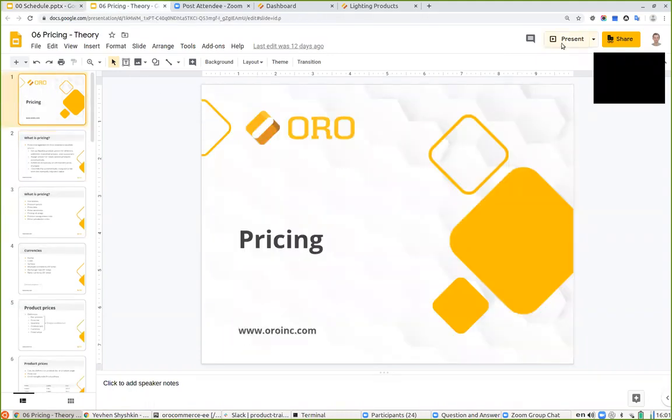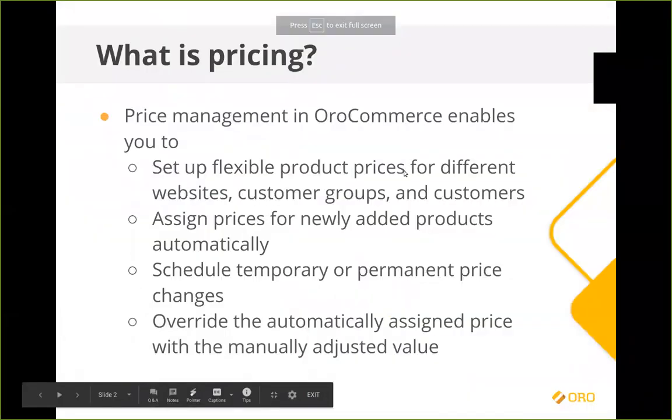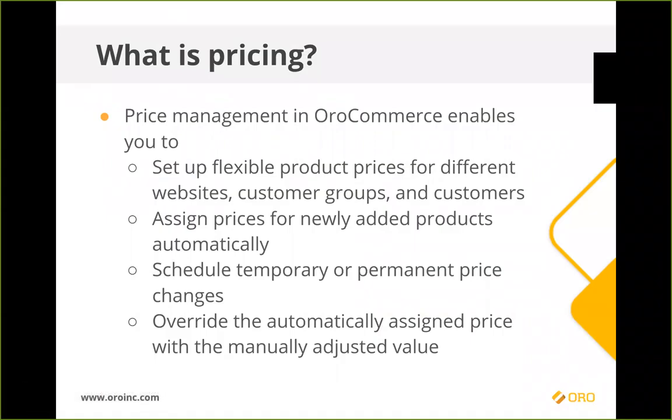And now let us start our first topic, which is called pricing. So what is pricing in OroCommerce? Pricing, or price management, in OroCommerce allows you to set up product prices for different websites, customers, and customer groups. You may set up a fallback between these groups. You may set up different pricing strategies. You may assign prices for newly added products automatically.